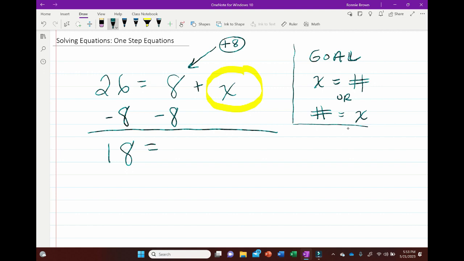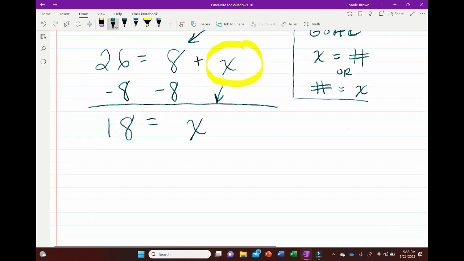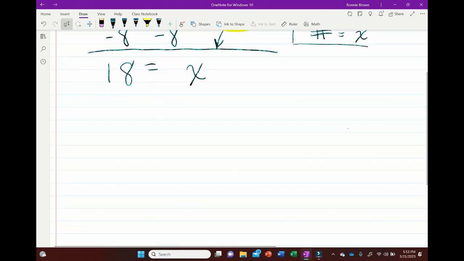And this positive 8 and negative 8 make nothing, and that's what we wanted, right? So then our positive x can just come right down. And then we're done. x is equal to 18. So we just solved that equation. Let's look at another one.